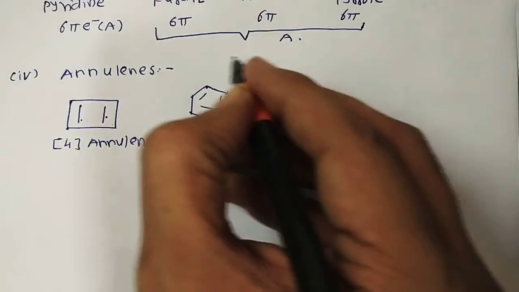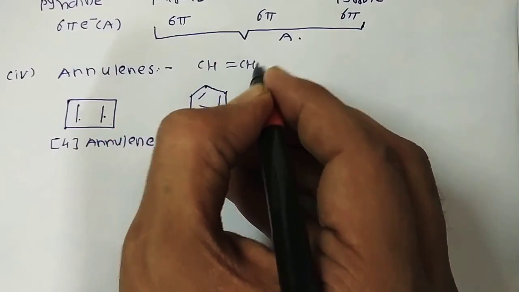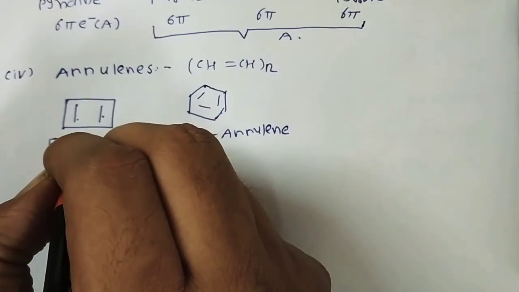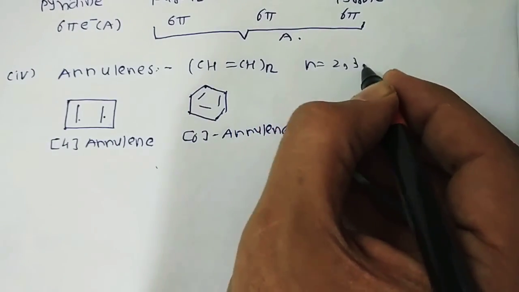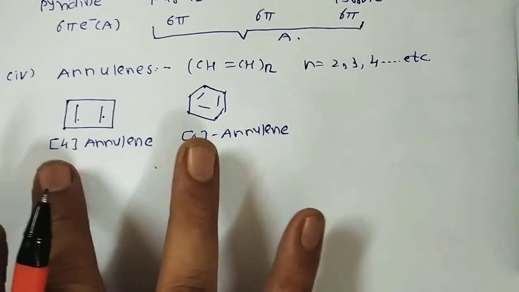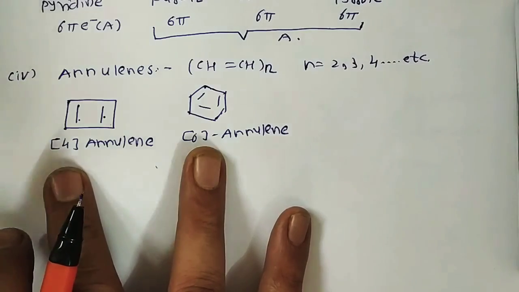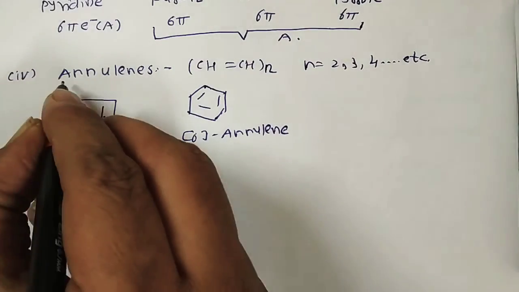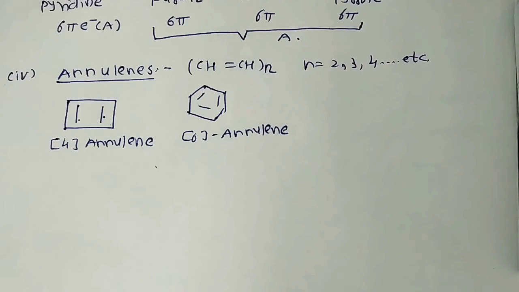Their general formula is (CH=CH) n times, right? Where n is equal to 2 or 3 or 4, like that, etc. So they are annulenes. Annulenes are particularly considered to see whether the compound is aromatic, non-aromatic or anti-aromatic in nature. So this is all about Huckel's rule, which is discussed in our book, but today we have further discussed it with the help of various examples in our lecture. Thank you very much.